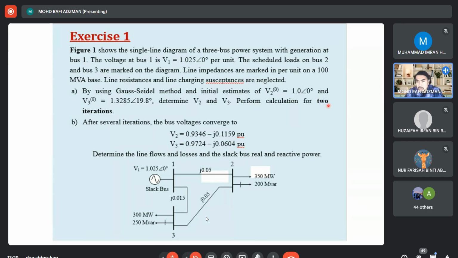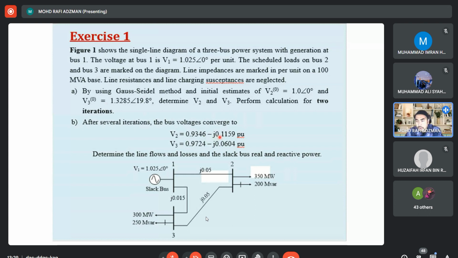Perform calculation for 2 iterations. So you need to find first iteration, second iteration, stop. Okay. B, after several iterations, the bus voltage converge to V2 equal to 0.9346 minus j0.1159 and V3 equal to 0.9724 minus j0.0604.